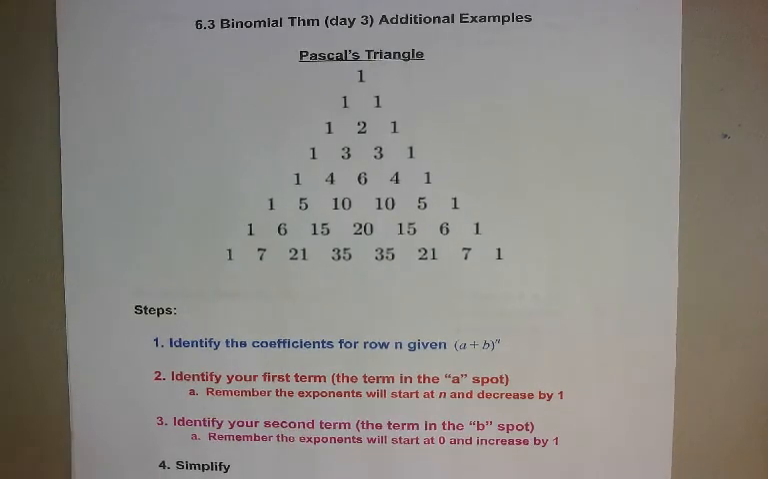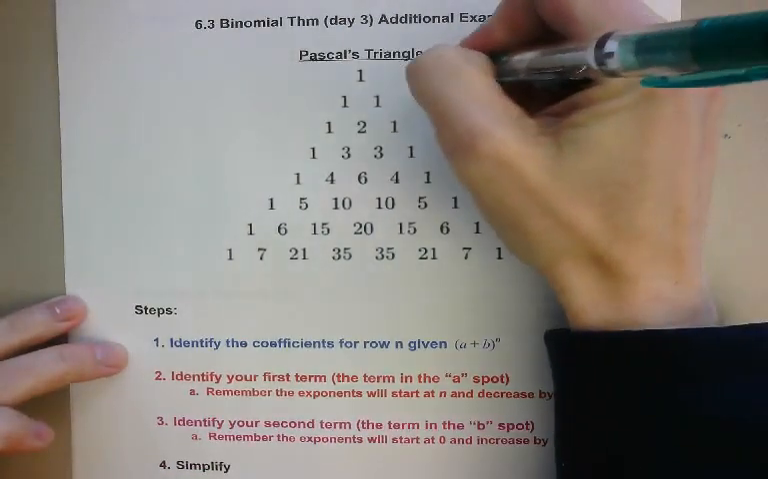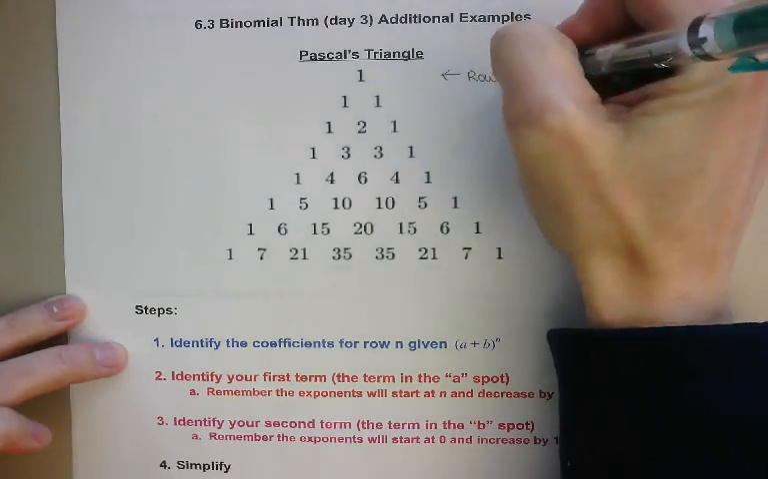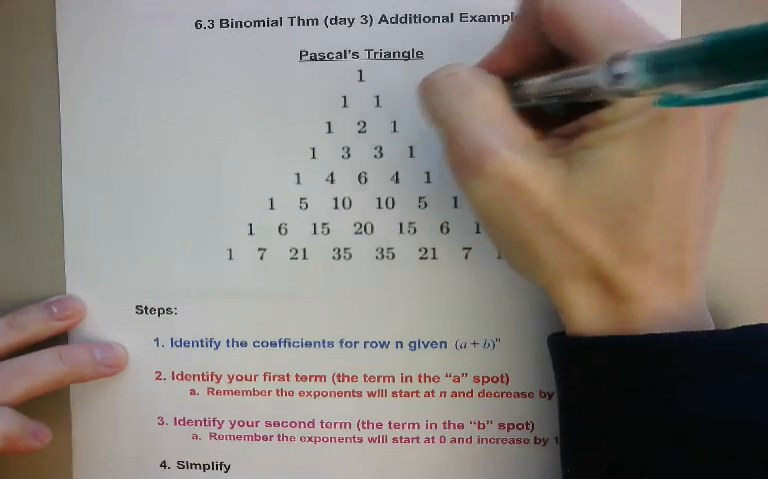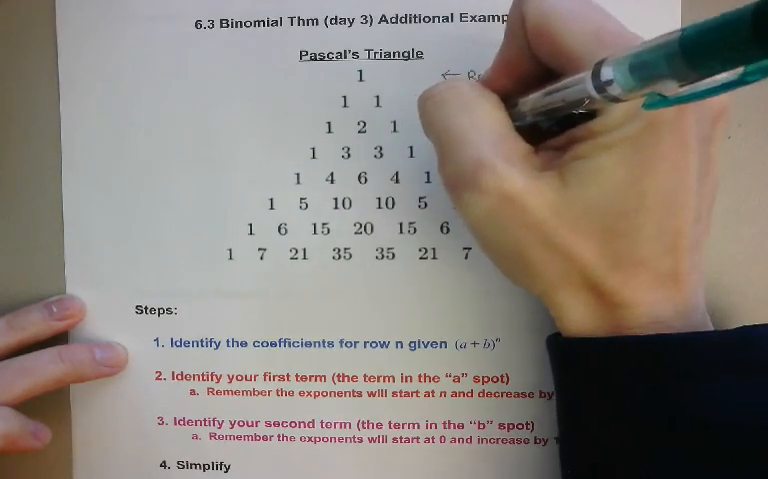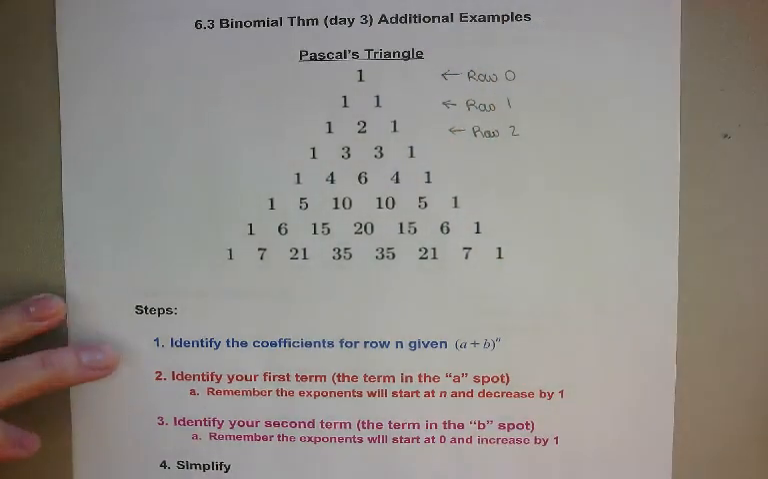I wanted to make you guys another video for the binomial theorem, a couple extra examples to use. Again, here's Pascal's triangle. One thing that I want you guys to remember is that this starts off at row 0. This is row 1. Row 2, etc.